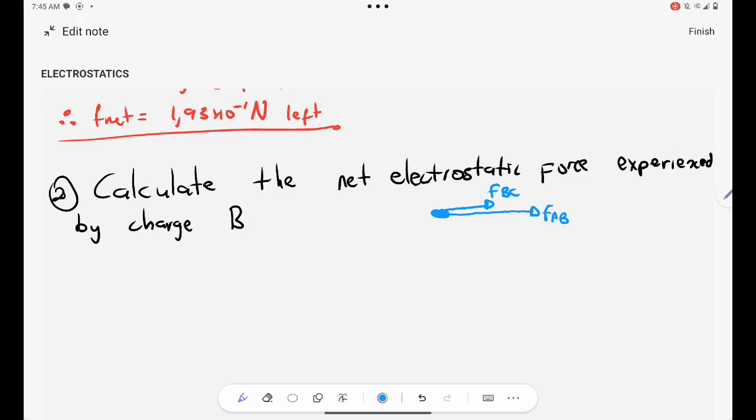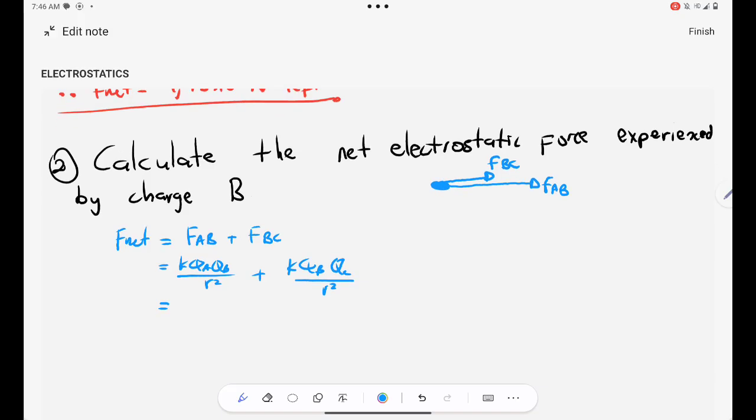So for me to calculate, I'll simply say fNet is basically the electrostatic force between charges A and B plus the electrostatic force between charges B and C. That's K QA QB over R squared plus K QB QC over R squared. Then all you have to do, guys, is to just substitute.